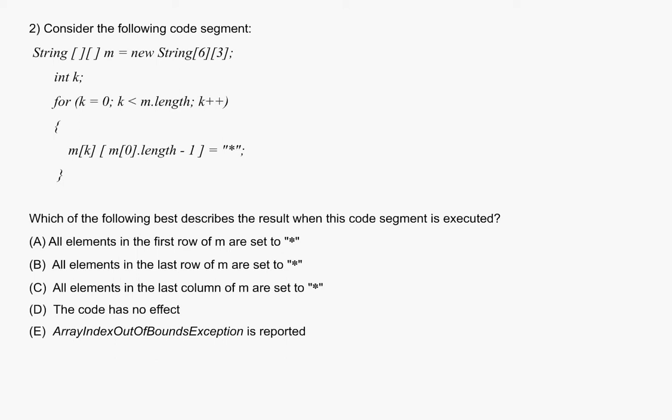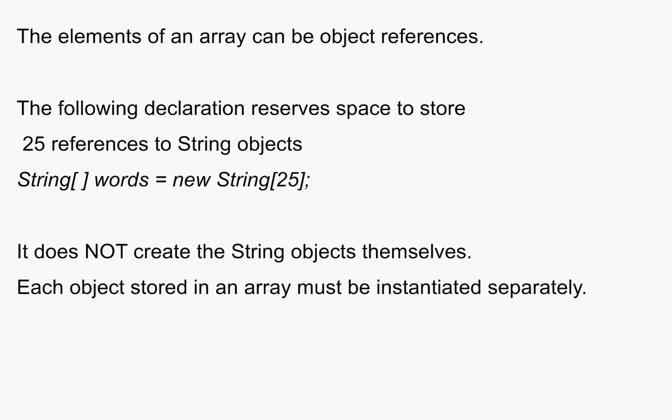So, in this question, we have to deal with the concept of arrays, and not just single dimension arrays, but 2D arrays, two dimensions. And the new idea here is that we can store objects inside of arrays. So let's just have a quick review first. The elements of an array can store object references, not just primitive data types. So this declaration reserves space to store 25 references to string objects.